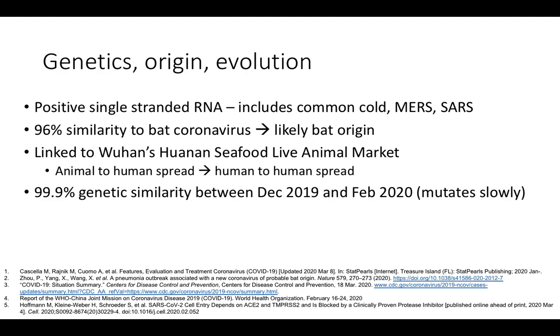The COVID-19 showed 96% similarity to a bat coronavirus, which says that this likely came from bats. And the first cases of this disease were also linked to the Wuhan seafood live animal market. This suggests that there is animal to human spread, followed by human to human transmission, which has now spread globally. The disease also shows 99.9% genetic similarity between samples taken December 2019 and February 2020, which may provide evidence that this virus is mutating more slowly.